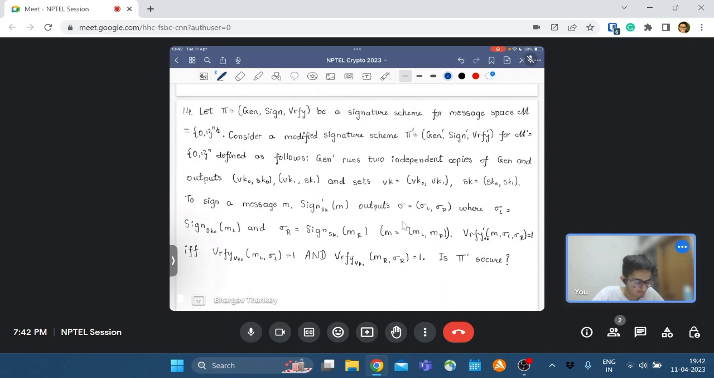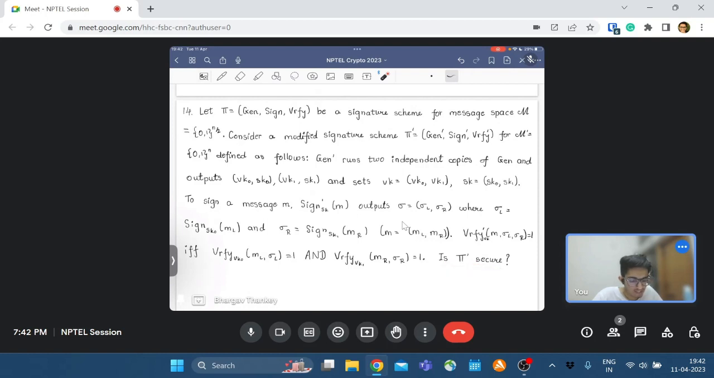The difference is the following. Now verify prime vk, m, sigma l, sigma r equals 1 if and only if both the checks pass. That is, if verify vk0, ml, sigma l equals 1 and verify vk1, mr, sigma r equals 1. That is, if and only if sigma l is a valid signature for ml with respect to key vk0 and sigma r is a valid signature for message mr with respect to key vk1. The question is, is pi prime secure?